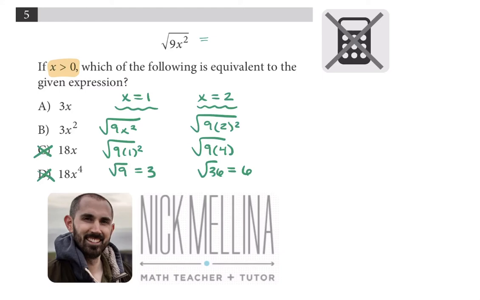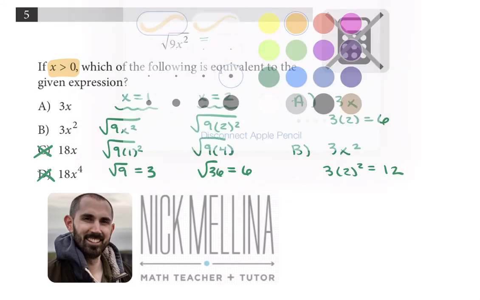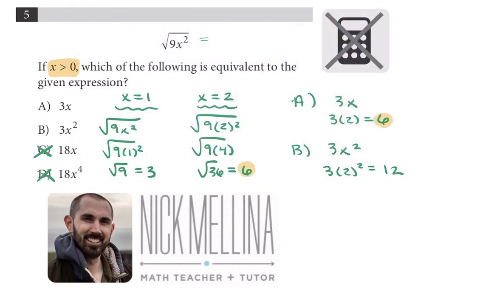Okay, so now we're looking for, when we plug that x value of 2 into our answer choices, in this case, our answer choice A is 3x, and our answer choice B is 3x squared. When I plug that x value of 2 in, I'm going to get 6 for A, and I'm going to get 12 for B. So the only one where they match is answer choice A.